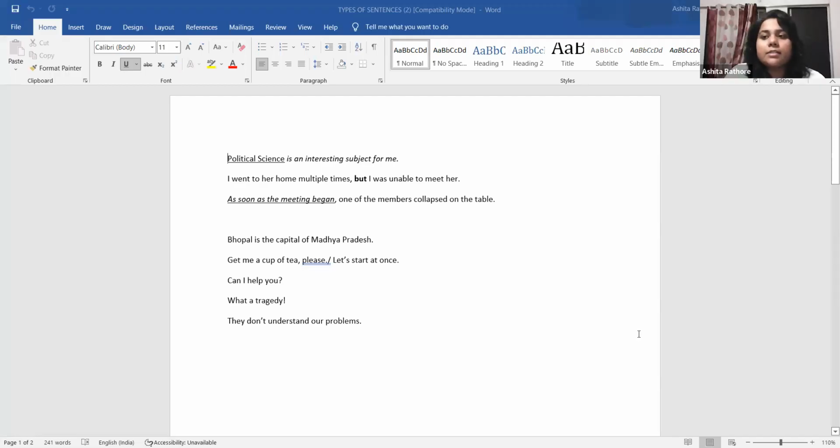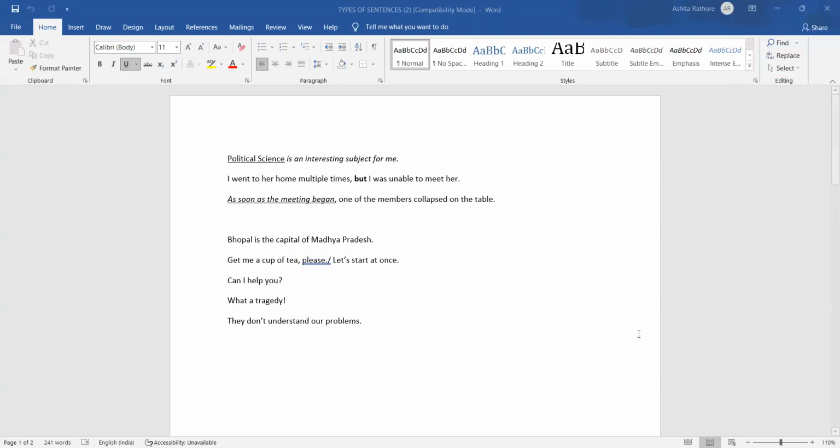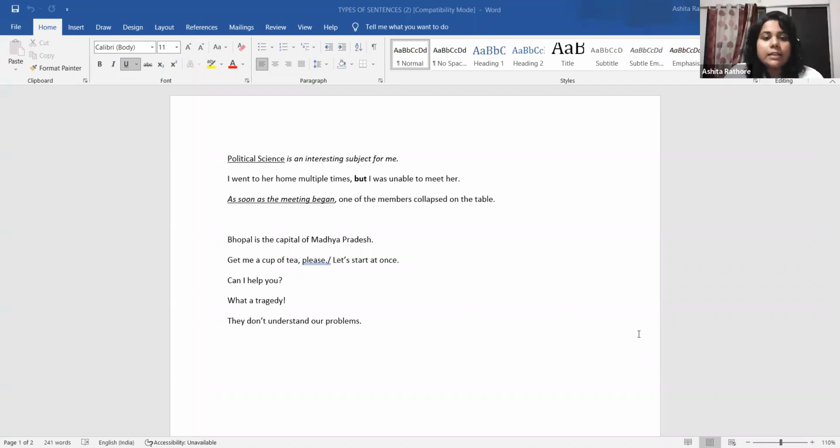Can you people see the screen? Yes, ma'am. Great. Now you all can see I have written down some statements. There are some random sentences in front of you. Let's focus on the first three. You can see I've written the first three and then there are others. Now, what are your observations? What are you able to point out?